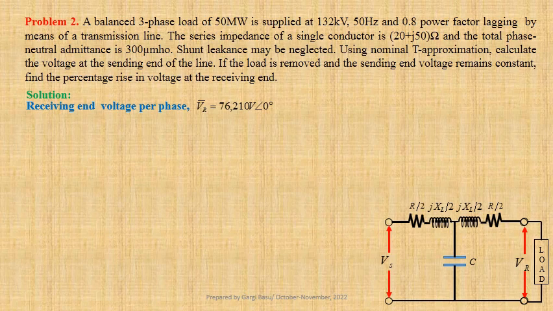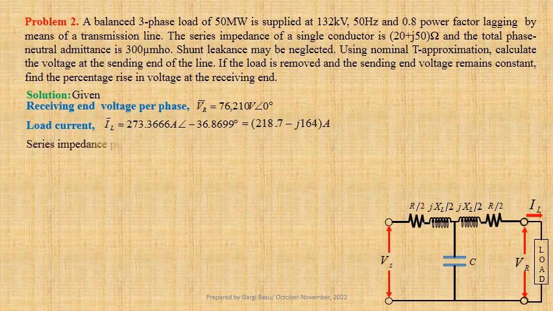We have computed load current IL equals 273.3666 ampere at an angle minus 36.8699 degree. This may be written in Cartesian form as 218.7 minus j164 ampere. Given series impedance per phase of the transmission line Z equals R plus j XL, that is equal to 20 plus j50 ohm.